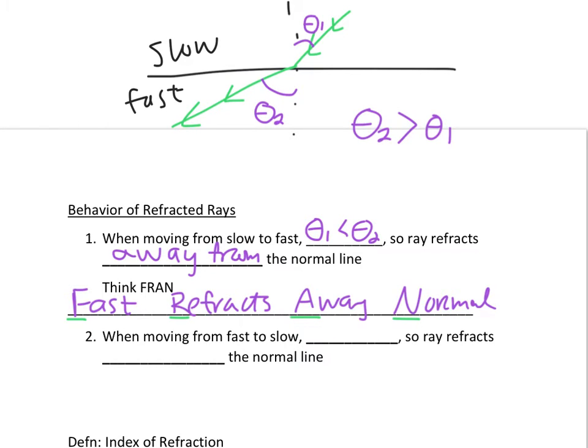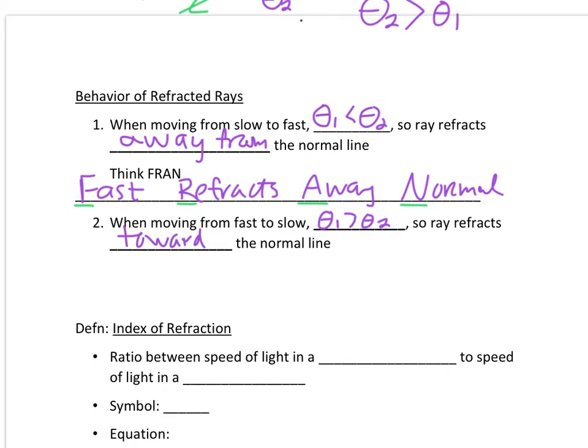If you're moving from fast to slow, so this is the complete opposite, theta 1 is greater than theta 2, and the ray refracts toward the normal line. So the complete opposite happens. I'll do this a little bit smaller. If you're moving from a fast medium to a slow medium, you've got your incident ray, and then your refracted ray will be toward the normal line. So again, this is theta 1, and theta 2 is that little one in there.